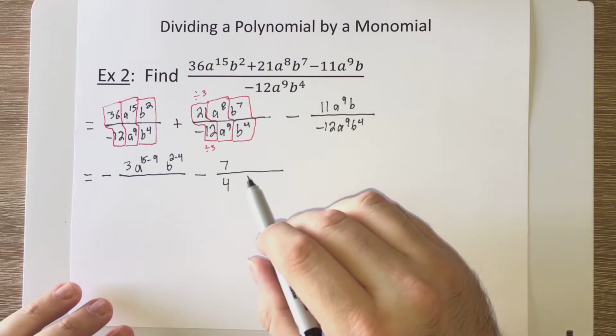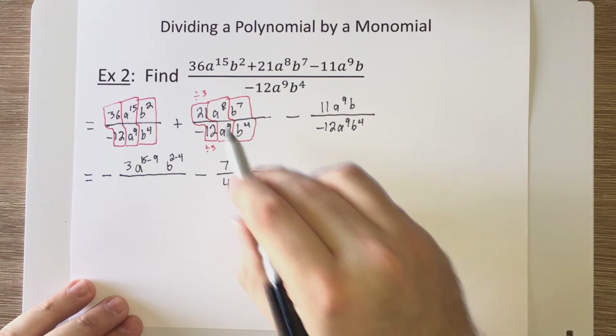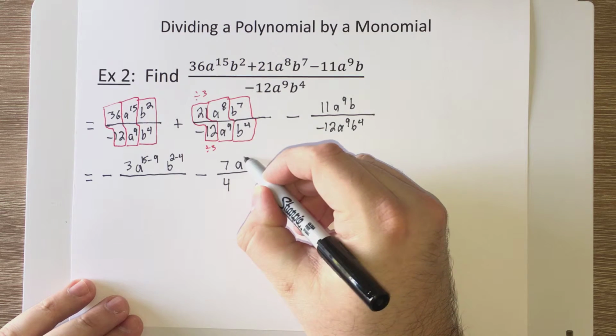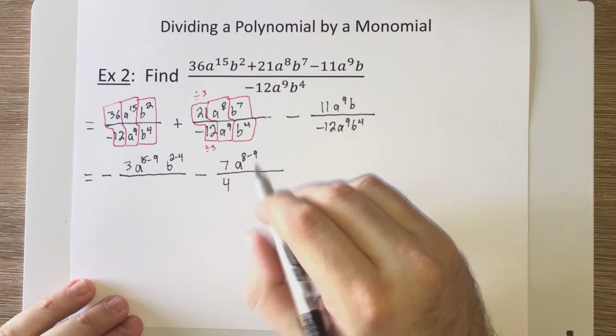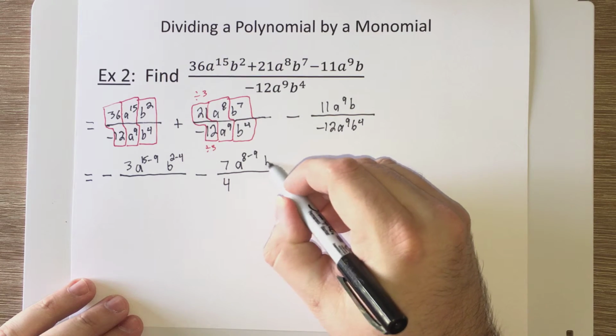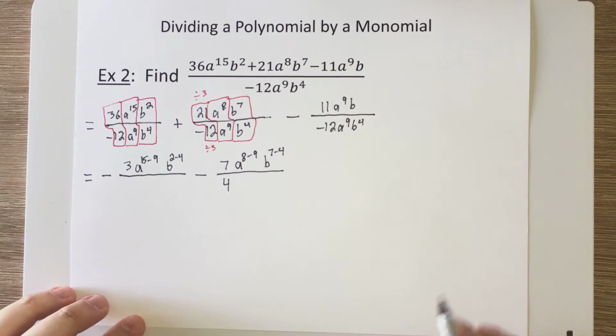Okay, then when you divide the A's, again, the answer will have base A, and you'll write it on top. And you subtract the powers, top power minus bottom power, 8 minus 9. Okay, then when you divide the B's, same thing. The answer will have base B, you'll write it on top. And it'll be 7 minus 4, top power minus bottom power. Okay, let's go to the next term.